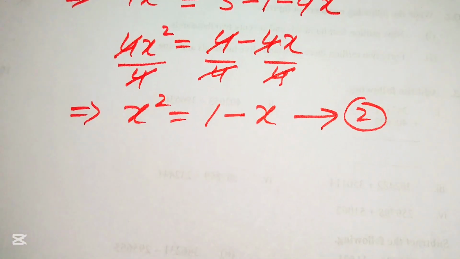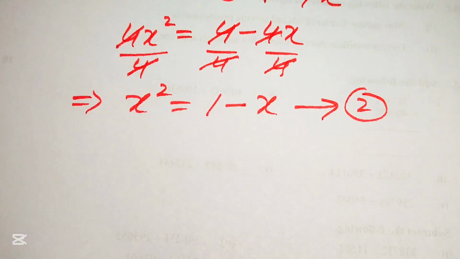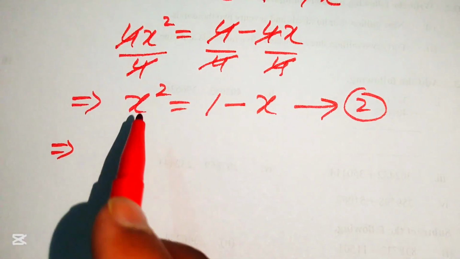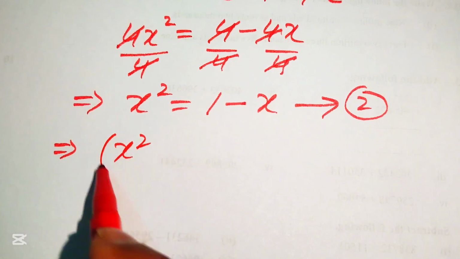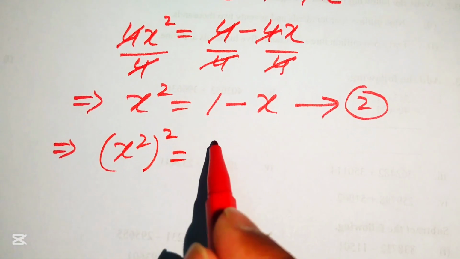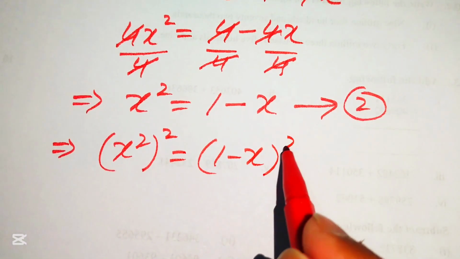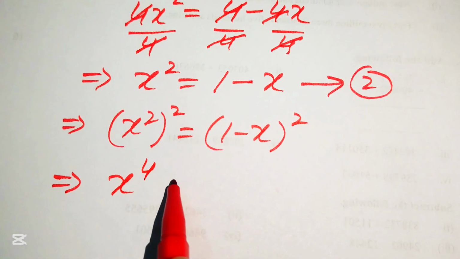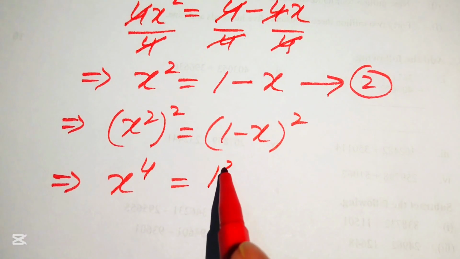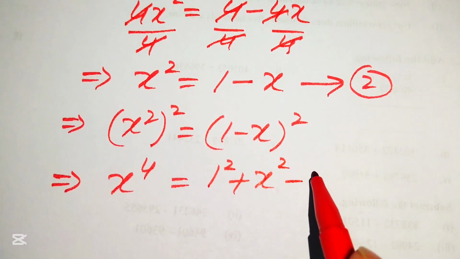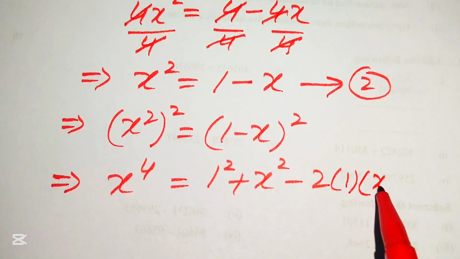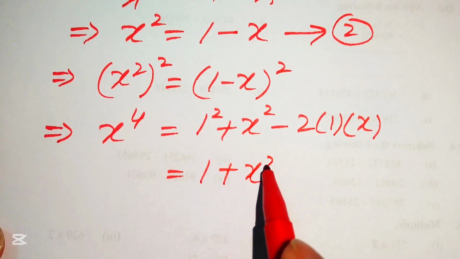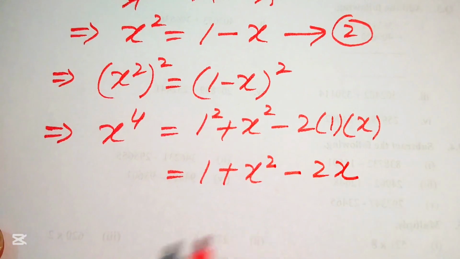So here further we need to simplify this value because we need to find the value of x to the power of 12. Now we need to take the square on both sides, so it will be written as x squared whole squared equals 1 minus x whole squared. So this term equals x to the power of 4, and this will be written as 1 squared plus x squared minus 2 times 1 into x. And here you see that 1 squared is 1 and x squared is x squared. This becomes minus 2x.